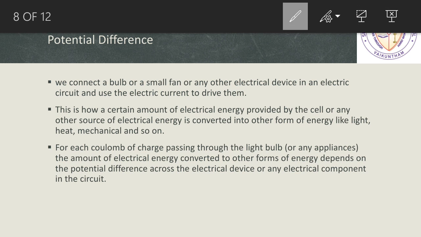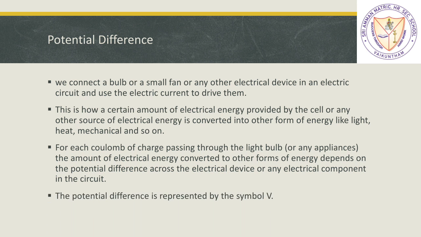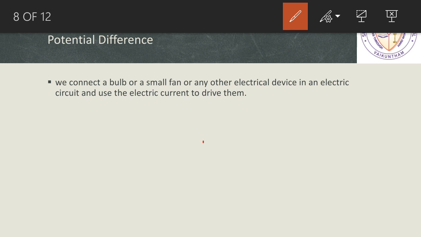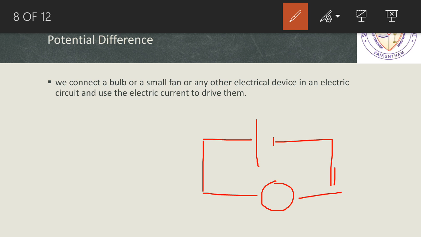So for example, here is one battery, and here I'm keeping a bulb. Now I'm keeping a 2 volt battery. What happens? The bulb may glow, may not glow. So I'll take this and make it a 4 volt battery. Now the bulb will glow, obviously. Now I'll take it off and keep a 5 volt battery.